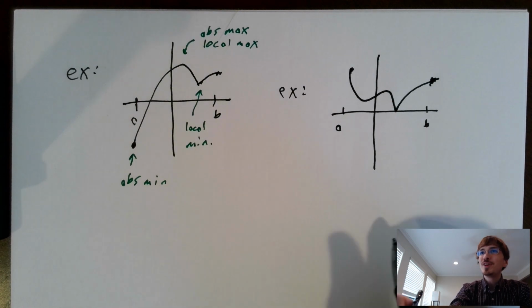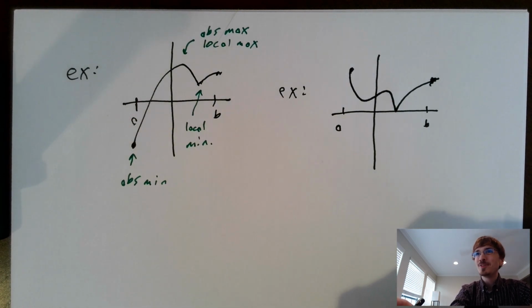Pause the video. Where does this function have its absolute minimum and absolute maximum values? Where are its local mins and local maxes? Give it a shot.